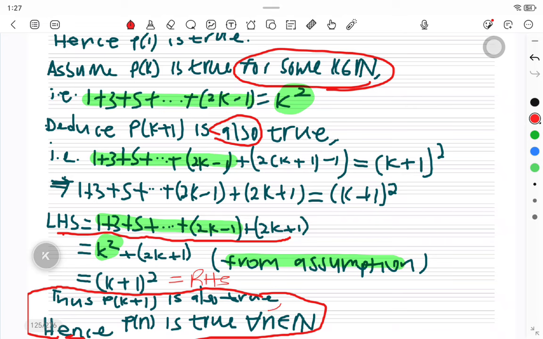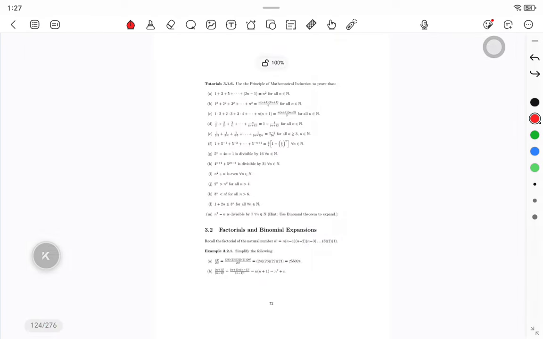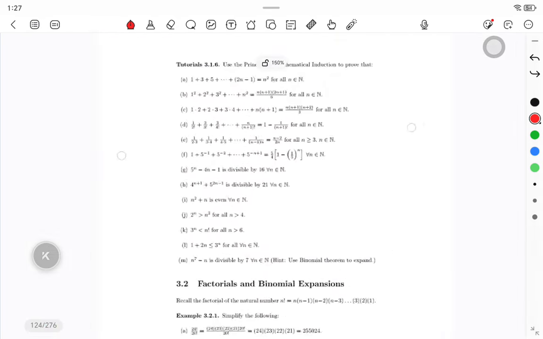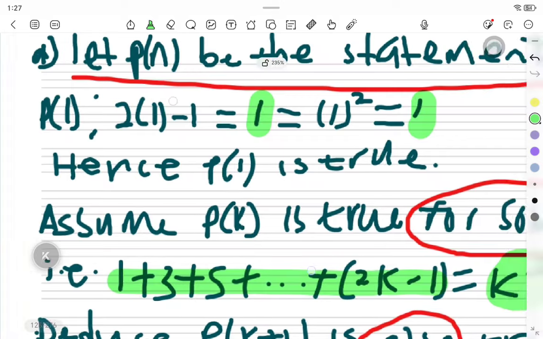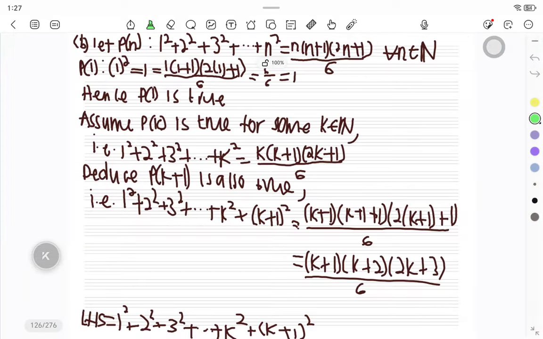Then let's come to the second question. We're given a similar scenario. They said this is equal to the right hand side, for all n elements of the natural numbers. Then we're going to do the same thing. We'll let P of n be such that. Remember I said it's also fine if you don't want to let P of n be the statement.